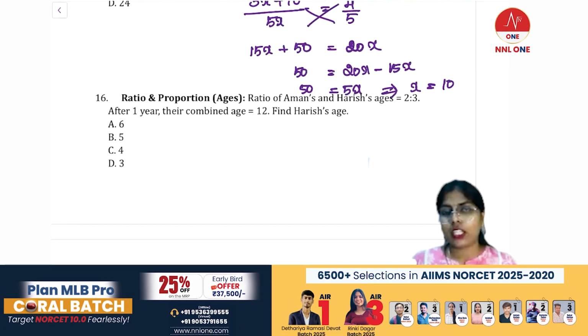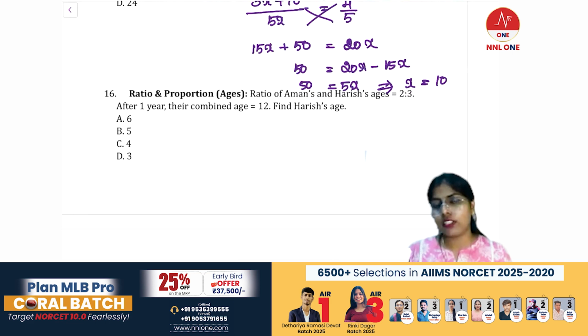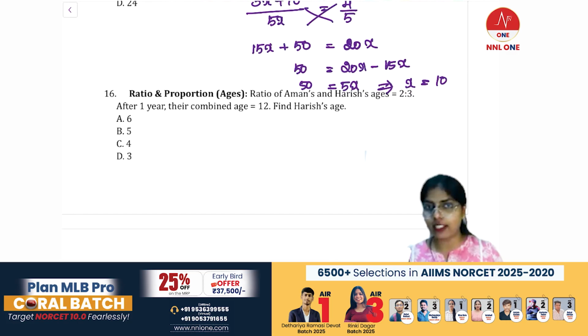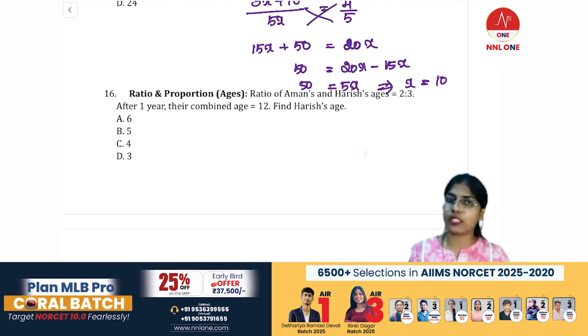Usually, in problems on ages in the topic of ratio and proportion, you should keep in mind: if it is after 1 year, you have to add it. If it is asked in the past, you have to subtract it; if it is in the future, you have to add it. Here, they have mentioned after 1 year. So we are definitely going to add it.